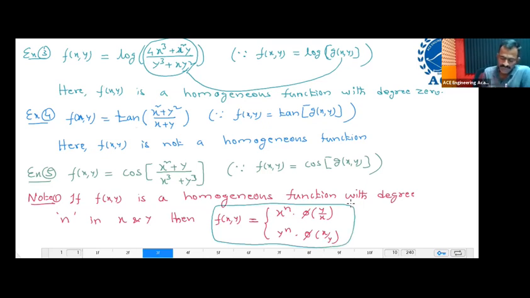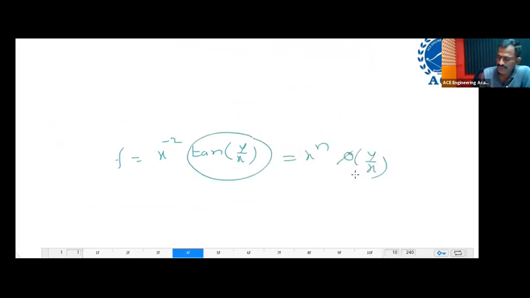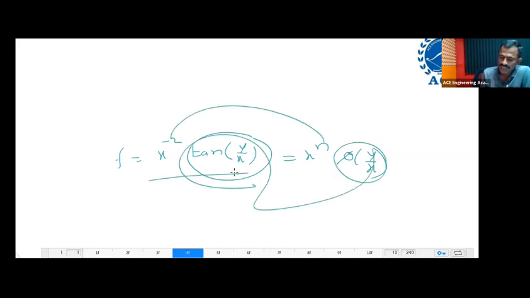If any function is a homogeneous function with some degree n, then that function can be written as a function of y by x into x power degree, or a function of x by y into y power degree. Or if any function is given in this form, directly that is a homogeneous function. For example, f equal to x power minus 2 into tan of y by x. It is a function of y by x, in the form of x power into a function of y by x. So directly it is a homogeneous function with degree minus 2.